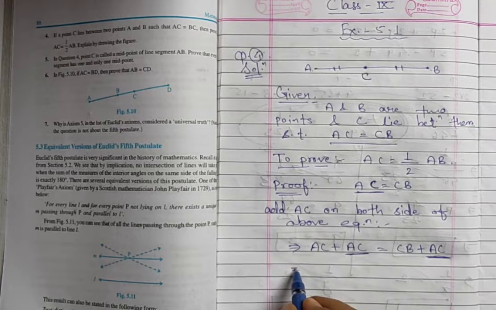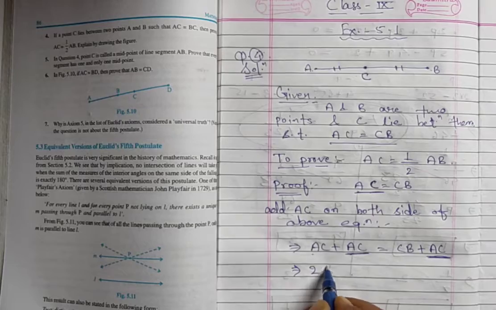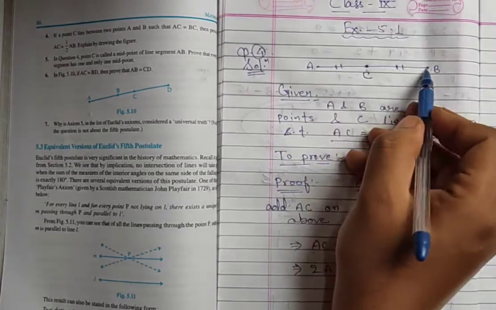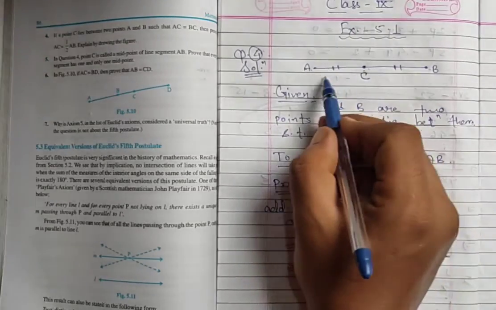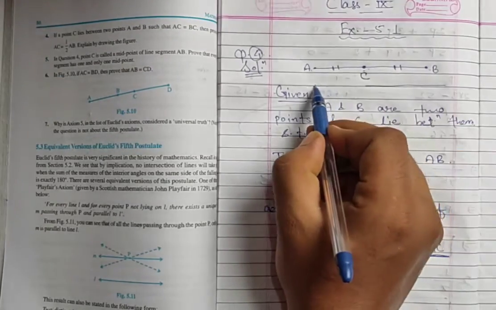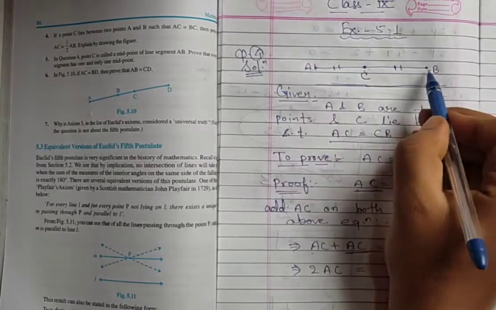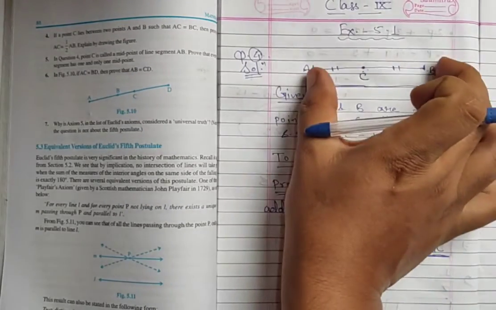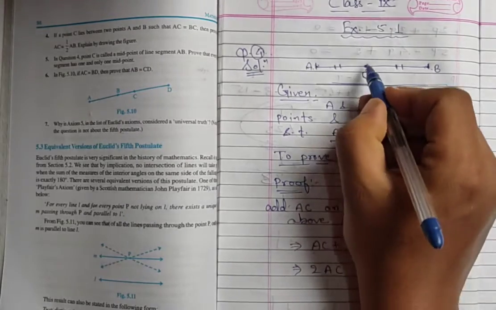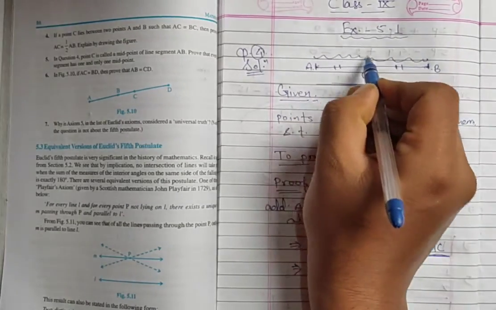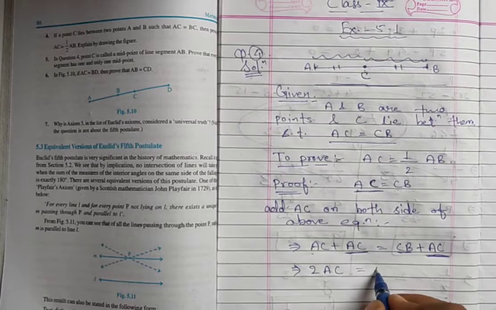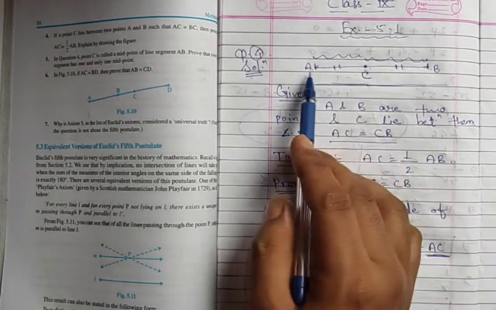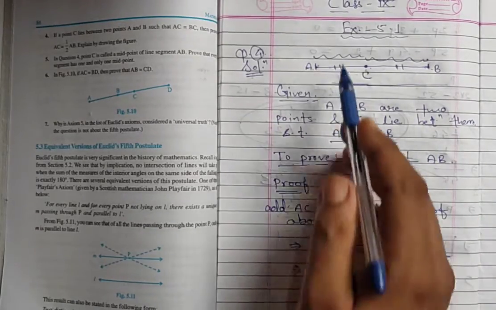Now we have to solve this. So AC plus AC equals 2AC, which is equal to CB plus AC. That means we have to add this CB and this AC. So what will we get? The whole part, because this and this together equal the whole. Now add these two to get total AB, because C is between them and AC plus CB equals AB.